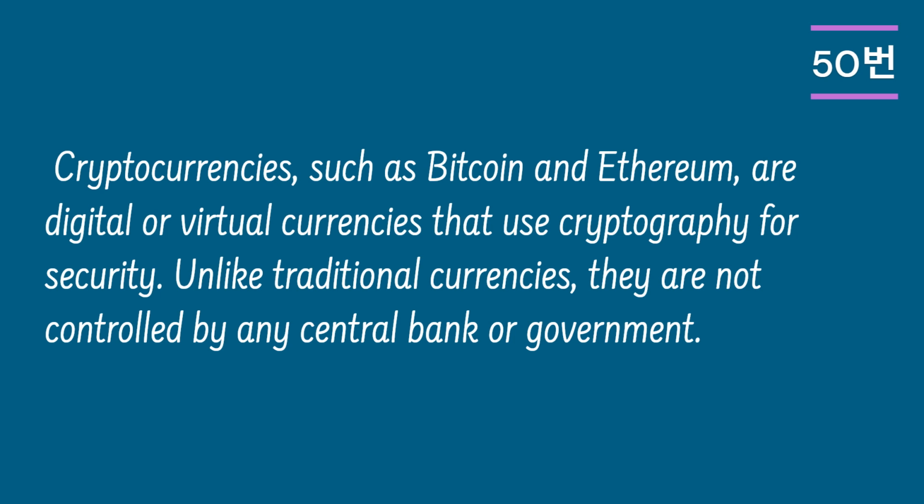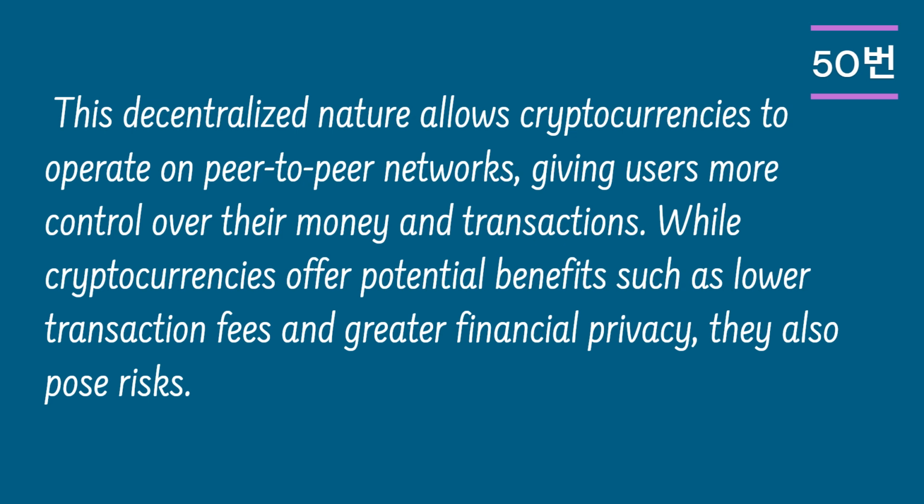Cryptocurrencies, such as Bitcoin and Ethereum, are digital or virtual currencies that use cryptography for security. Unlike traditional currencies, they are not controlled by any central bank or government. This decentralized nature allows cryptocurrencies to operate on peer-to-peer networks, giving users more control over their money and transactions.